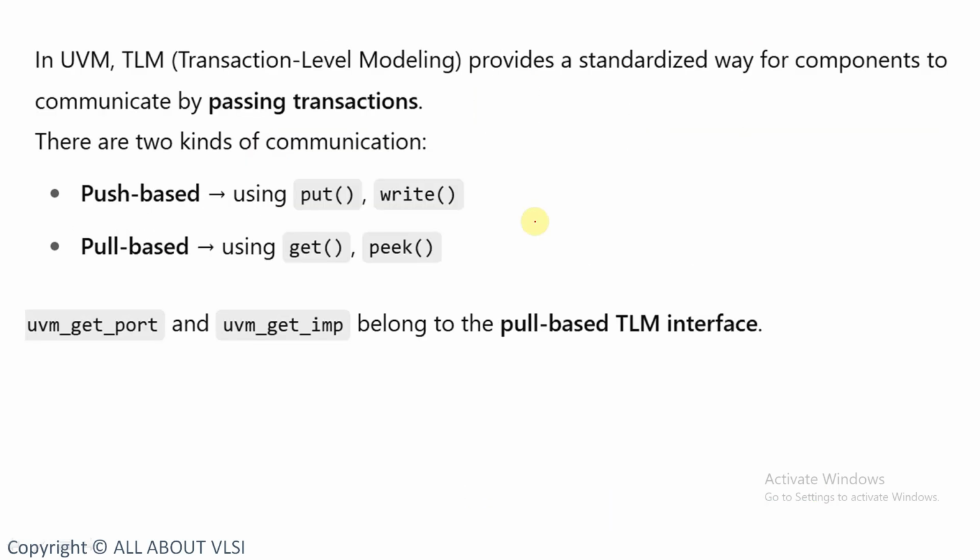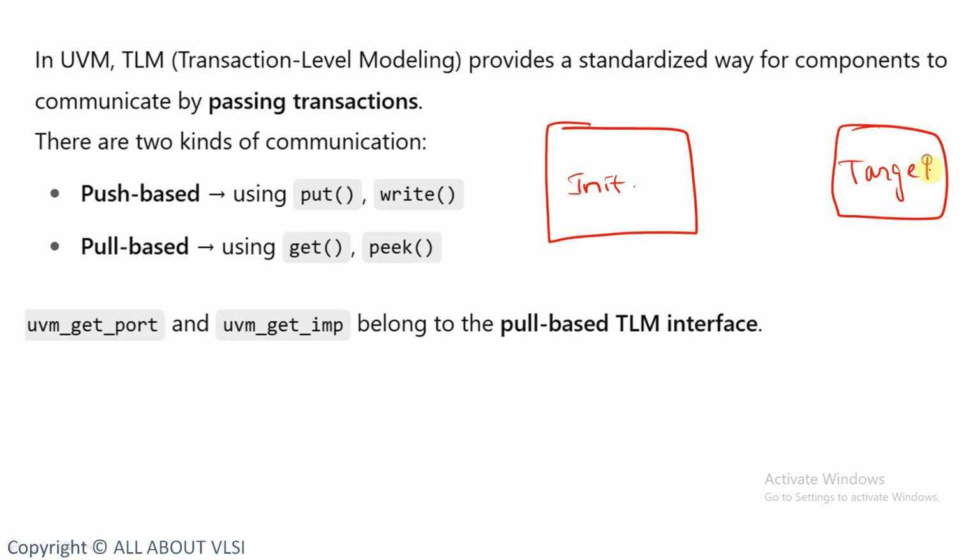Basically, in UVM, as we also saw in the previous session, UVM provides a standardized way for components to communicate by passing transactions. We have seen two kinds of communication. One is push based communication, where the data is pushed from one initiator to the target. Let's say this is our initiator and this is our target. The target will always have an implementation port and the initiator will always have the port. The initiator is going to push the data to the target. This is a push based transaction.